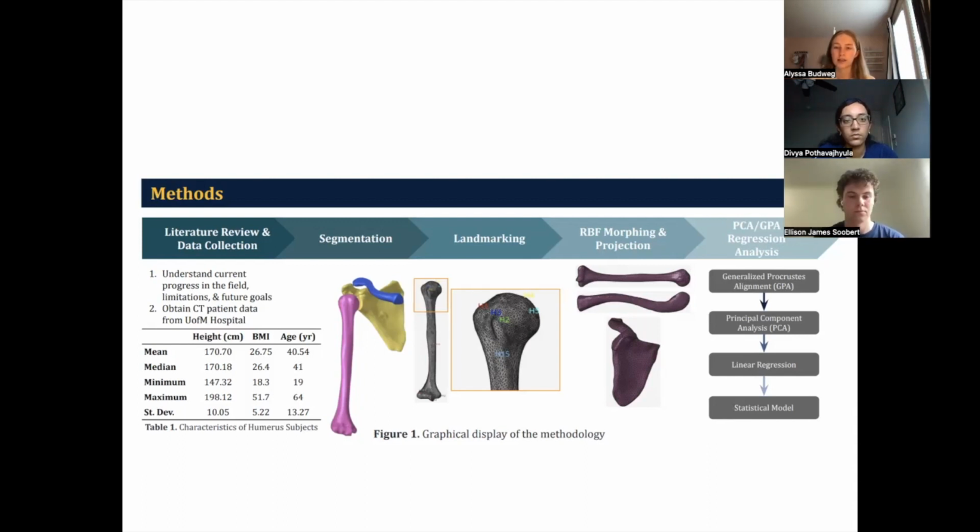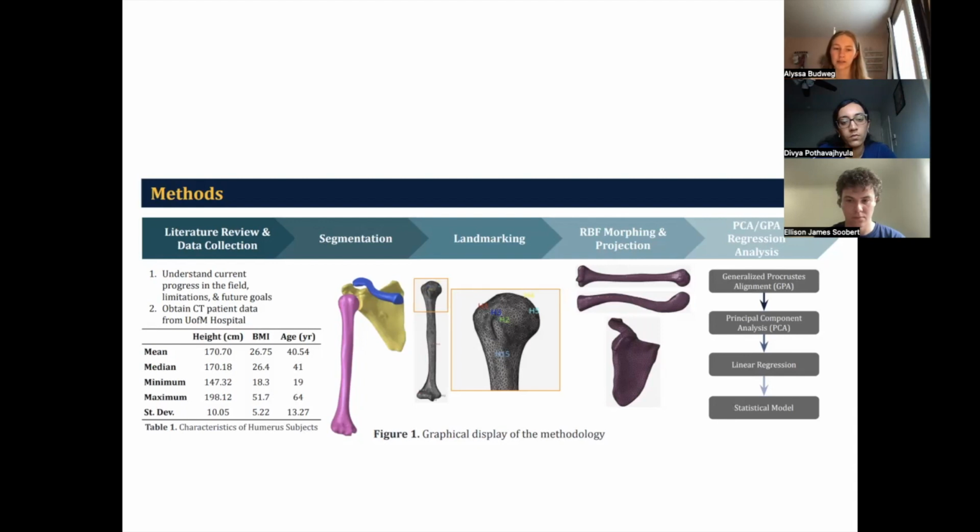Segmentation is next. Using Mimics, a medical imaging software program, we segment each upper extremity bone to remove bone noise and smoothen the model. Figure 1 shows how segmentation allows each bone to be isolated from the body, characterized by the different colors of the humerus, clavicle, and scapula.